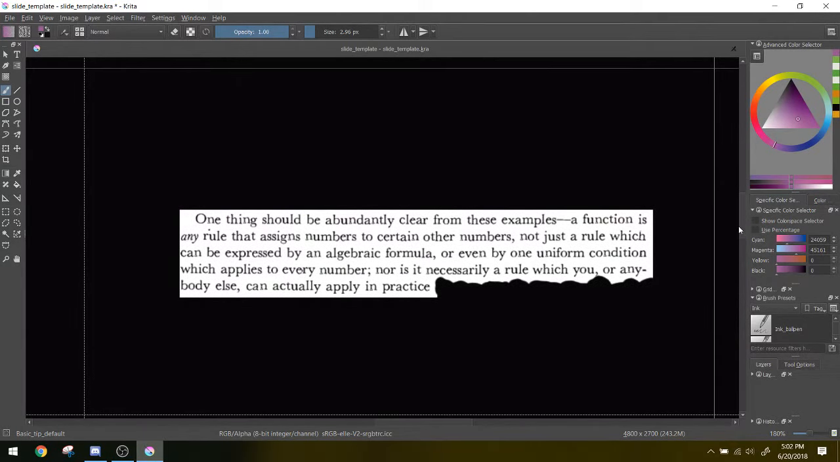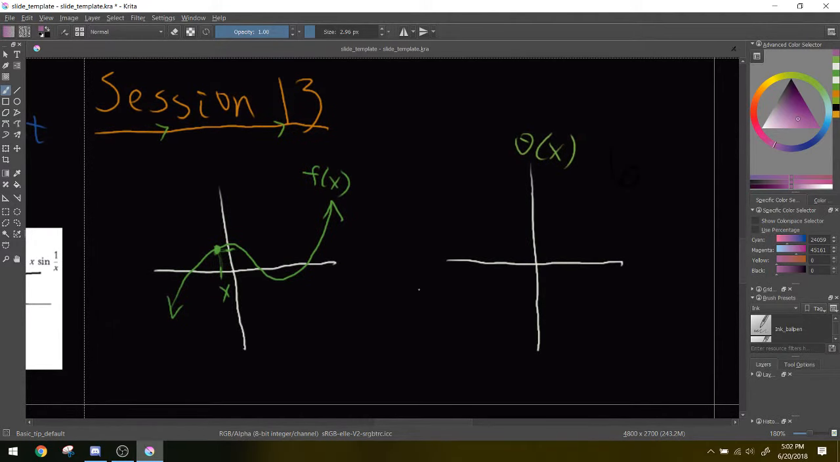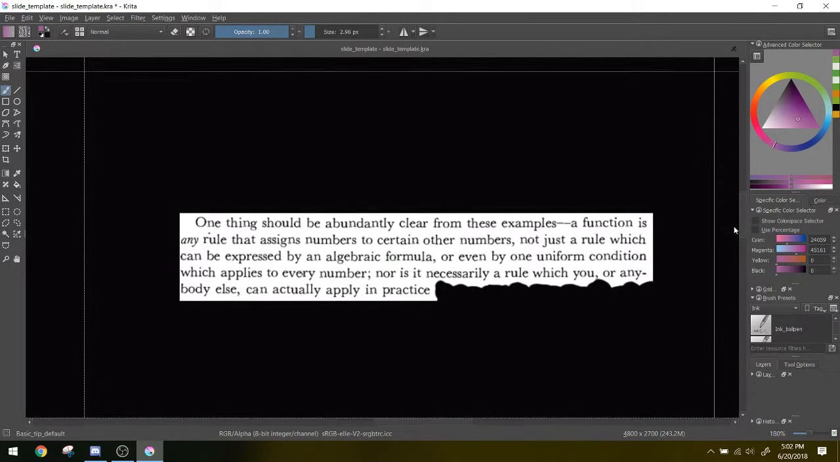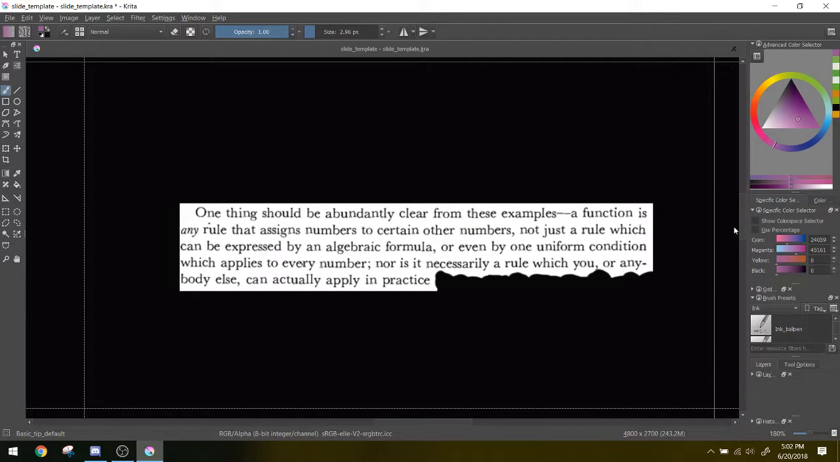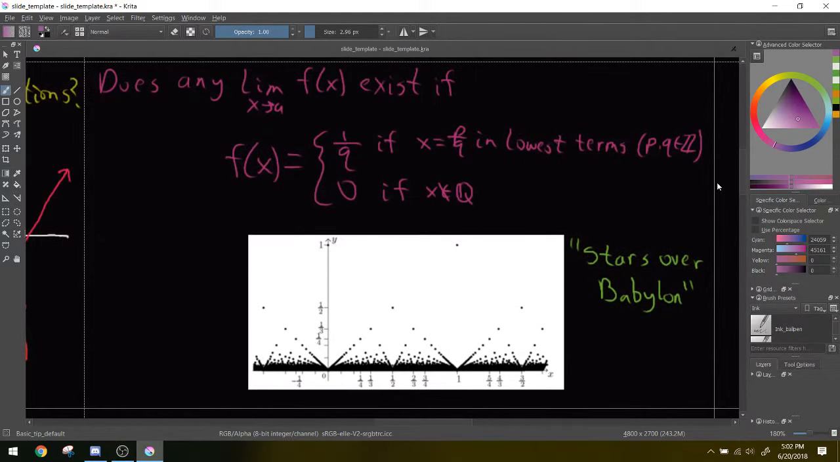Alright, so the motivation, well, let me just start over then. It was when you wrote down Stars of Babylon. Okay, good. So we saw the quote, which is emphasizing that there are lots of things that are considered functions, not just the nice lines and formulas we've written down. Then I showed Stars over Babylon, which we'll ask about shortly, as an example of a strange-looking function.